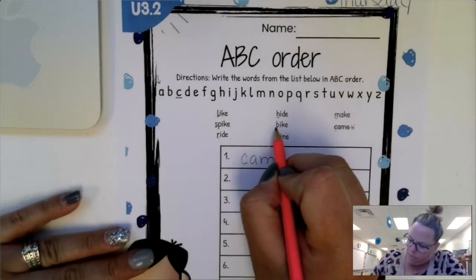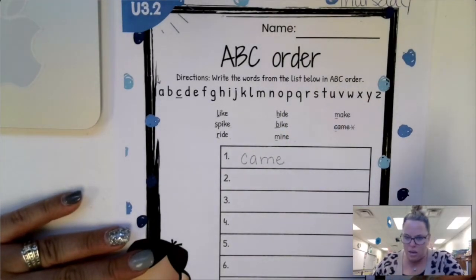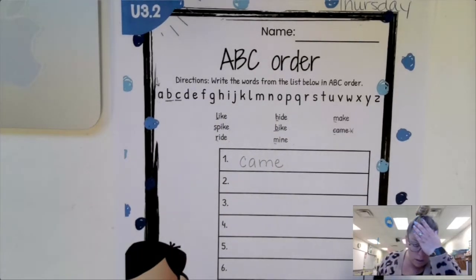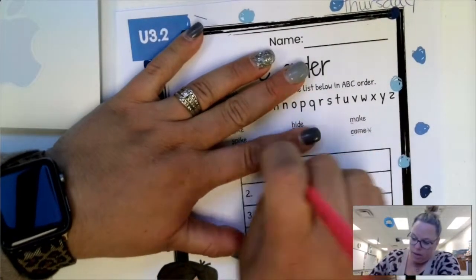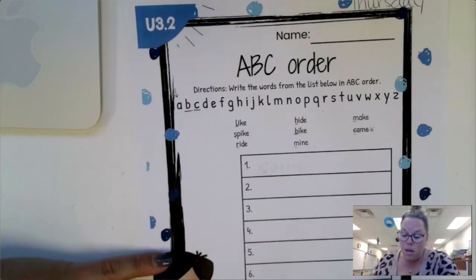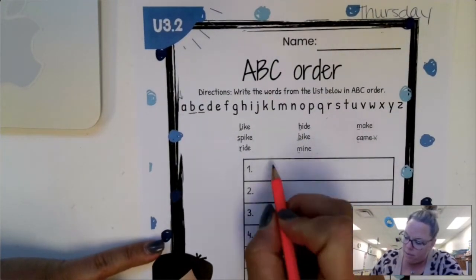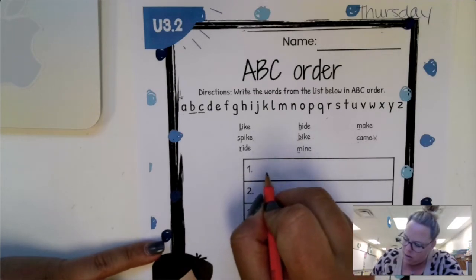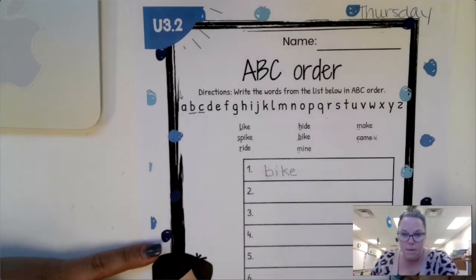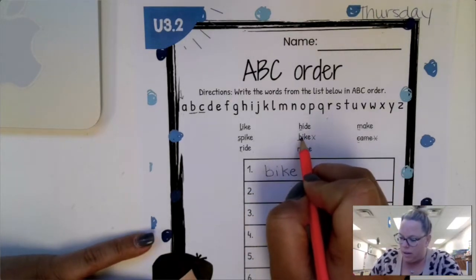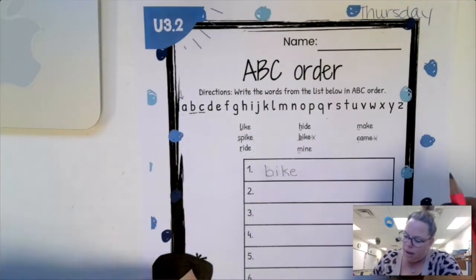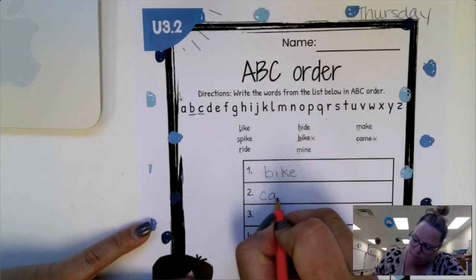Didn't we have a B here? Bike? Doesn't B come before C? Oh, yeah. Use that eraser. Erase it. We have to start with the B. B comes first before C. B, I, K, E, bike. My goodness. Cross it off. Can't believe it. Then after bike comes came.